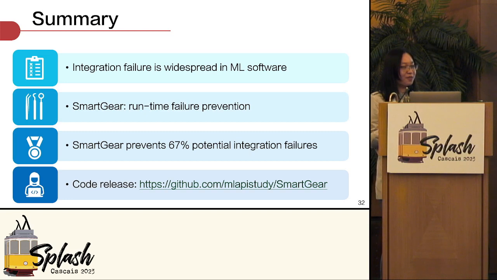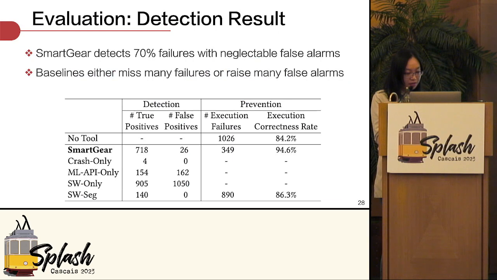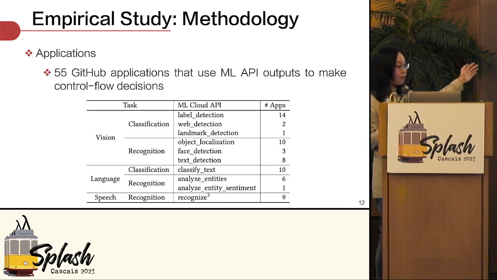So I used the image ones just because it's easier for me to present in the slides. Actually, we study all three types of applications. So let me just find the one we showed. Yeah, so we cover all these types of APIs. They include the vision ones, the language ones, and also the speech ones. And these are the popular categories from the commercial cloud API services.